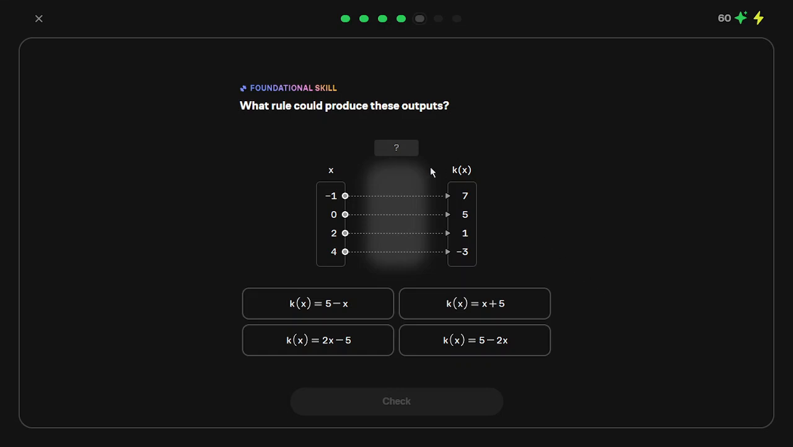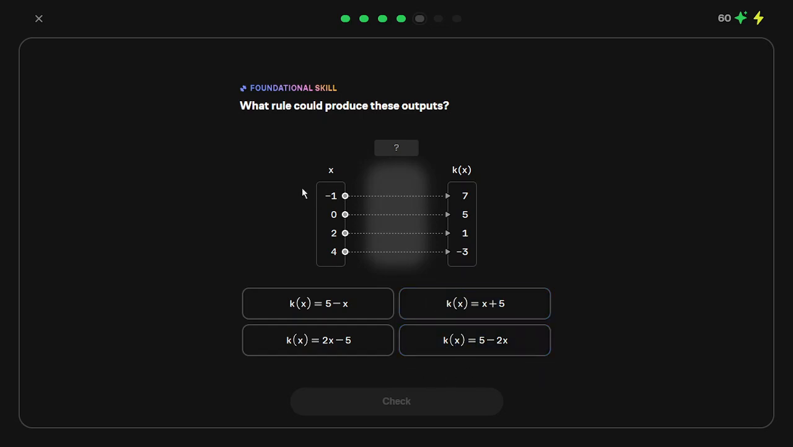So let's continue. What's the function? Negative 1 to 7, and 0 to 5. So it seems like it's not adding, because 0 to 5 is not adding 8. So what about 5 minus x? 5 minus 1, does that equal 7? No, that equals 6. So that's not x plus 5 either. Negative 1 plus 5 equals 4, by the way. 2x minus 5: negative 2 minus 5 is negative 6. Not correct at all.